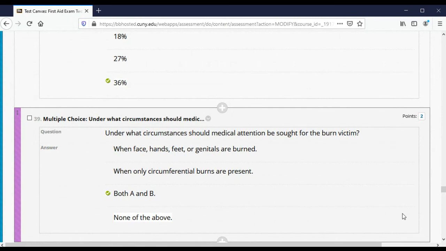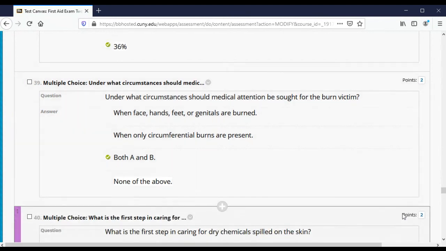Under what circumstances should medical attention be sought for the burn victim? When face, hands, feet, and genitals are burned, because these are all considered critical burns, since these are areas where you can potentially lose a lot of function, even with minor burns, so they really should be evaluated by a medical specialist. And circumferential burns. Remember, circumferential means a burn that goes all the way around a part of the body, like all the way around the arm or the chest, because these burns have a tendency to swell and constrict and cause damage to the inner structures, such as nerves, vessels, muscles, etc. So A and B is the correct answer.